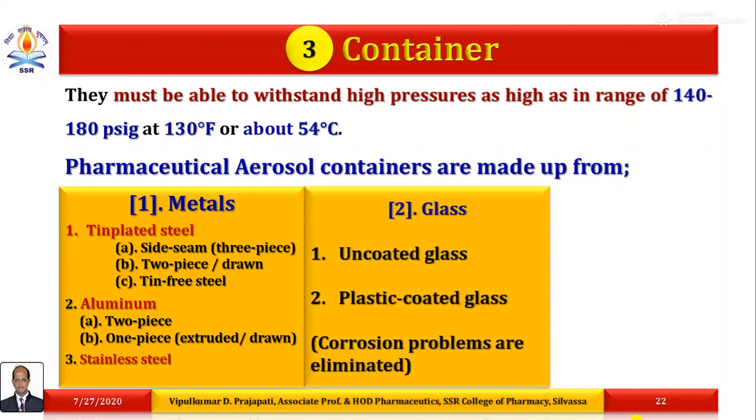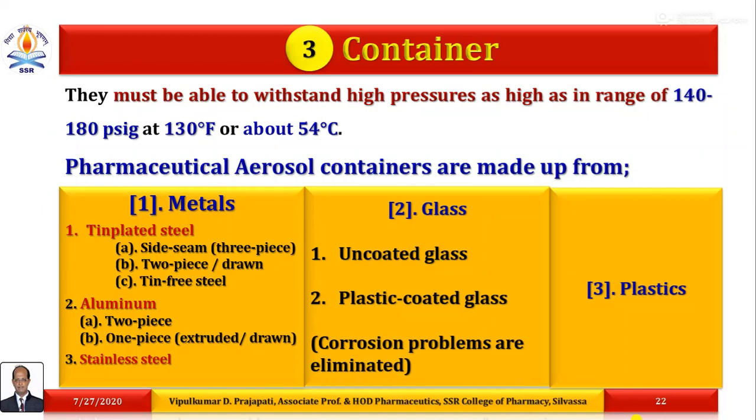The second type of containers of pharmaceutical aerosols are of glass type. They may be plastic coated or uncoated glass. Corrosion problems are eliminated with glass aerosol containers. And the third type is known as plastic aerosol containers.